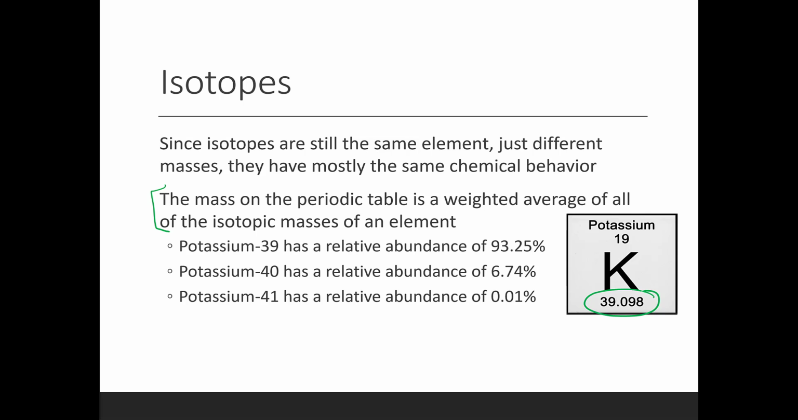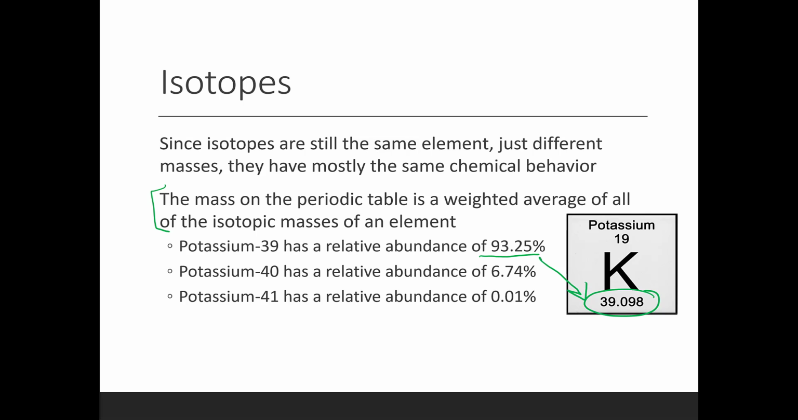So in terms of atomic mass, if something is very abundant, like potassium 39, which has a relative abundance of 93.25%, that means that in the whole universe, 93% of all potassium atoms are potassium 39. So that mass contributes more to the overall atomic mass of the element.